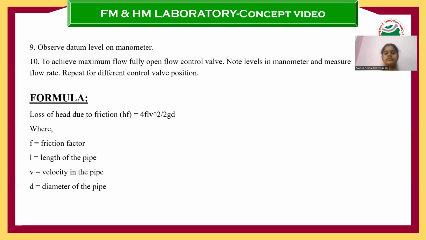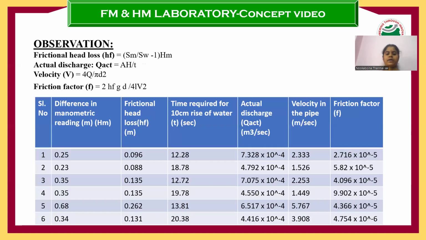The formula used for this is loss of head due to friction, that is hf = 4fLV²/2gD, where f is the friction factor, L is the length of the pipe, V is the velocity in the pipe, and D is the diameter of the pipe.